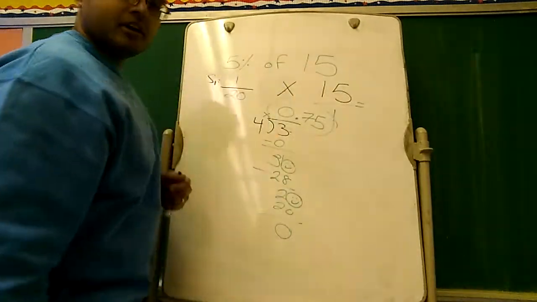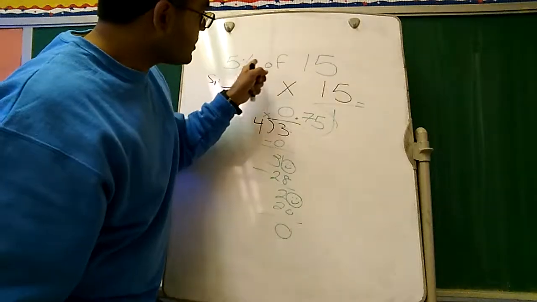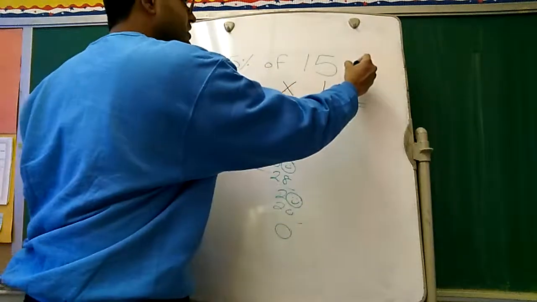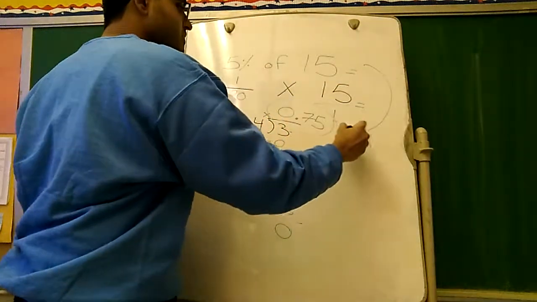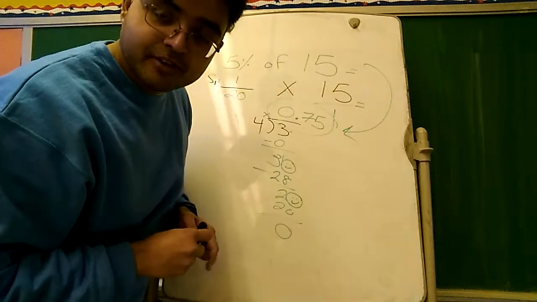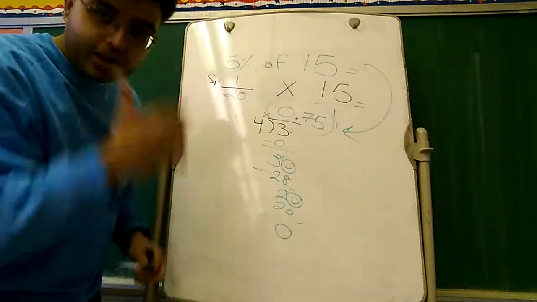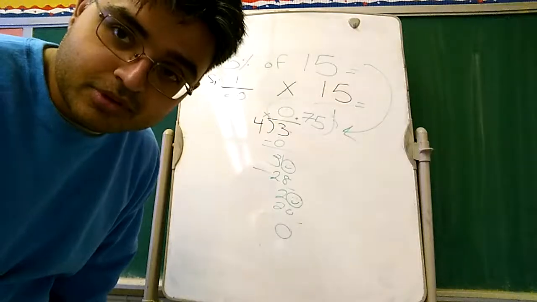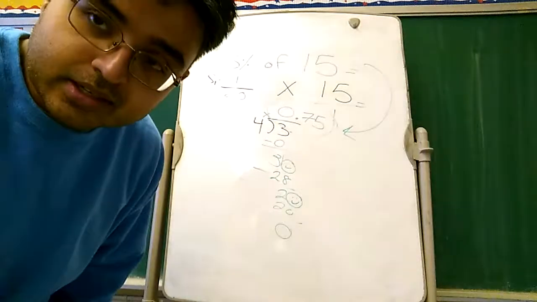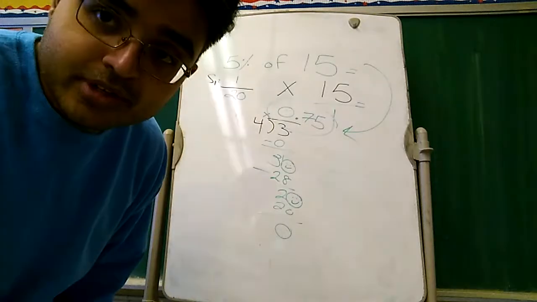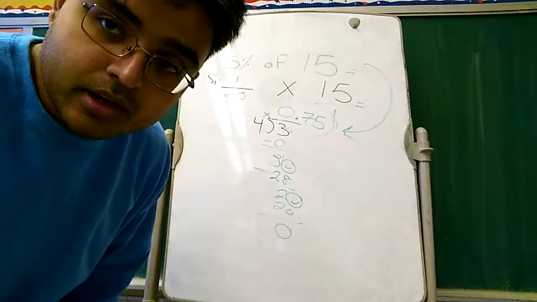Therefore, 5% of 15 is equal to 0.75. And this is how you do percentages of numbers. This is the technique we're using in class, and this is how the kids have learned it, and we'll practice more of this technique as time goes on.